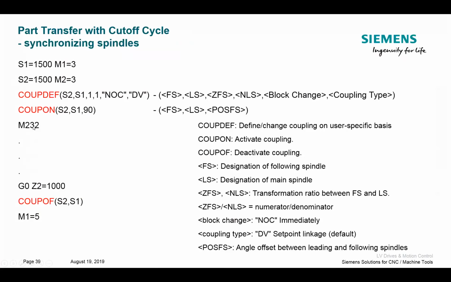Then we can fire up or open our counter spindle. That's our M232. That's going to open it up while in an on state. We drive it over, we do what we're going to do. So that's going to be all the same, really.